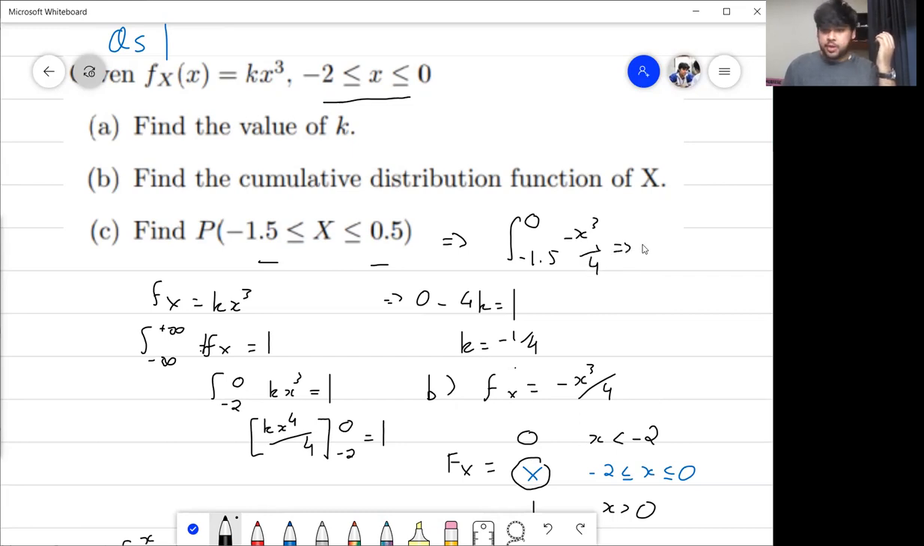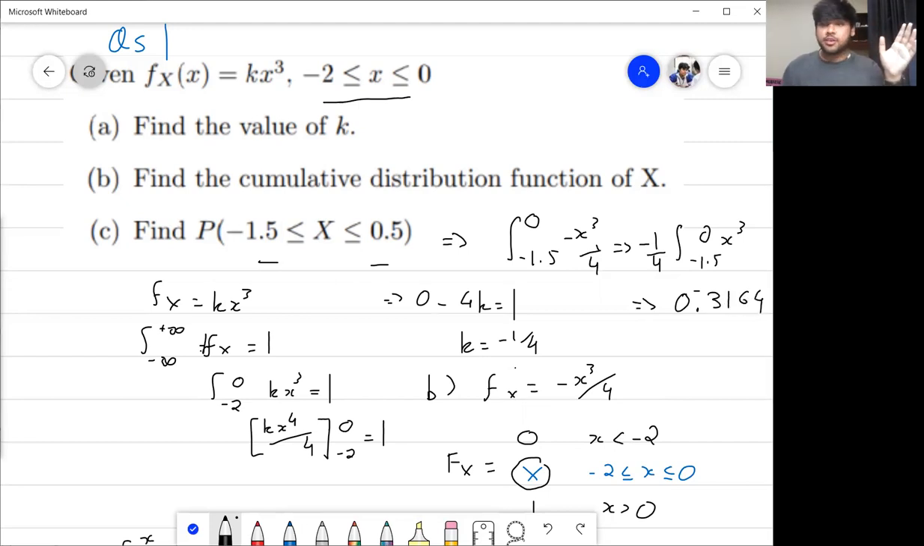So this will be 1 minus 1 upon 4, integral from -1.5 to 0 of x cube, and I have the value written down. I'll let you guys solve this if you want. You can let me know in the chat. Yes, it's 0.3. Great. So the actual answer should be somewhere around 0.3164.